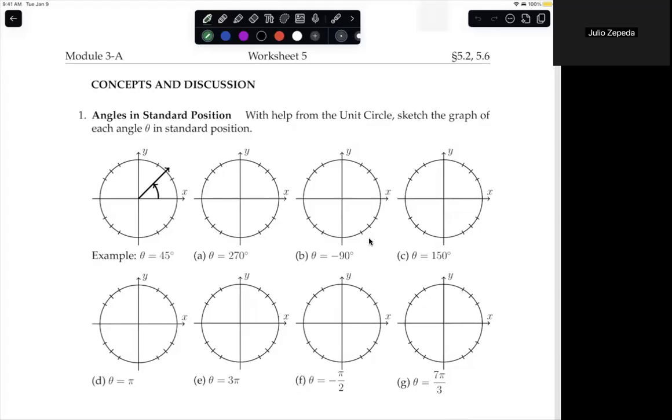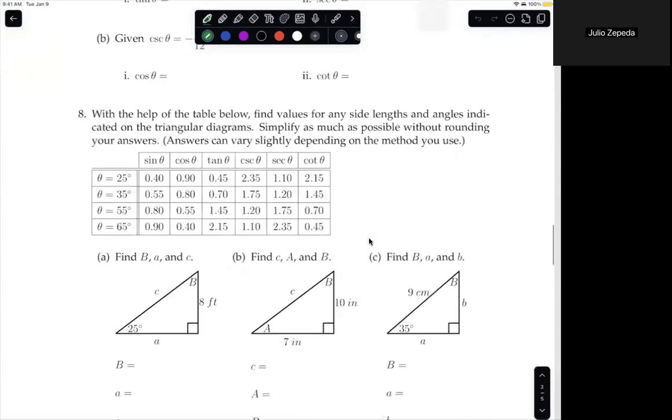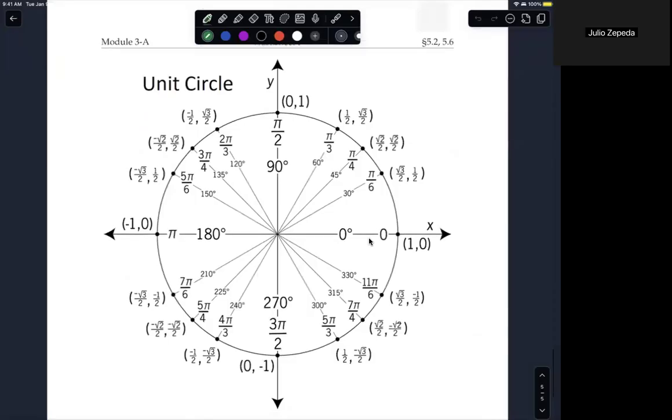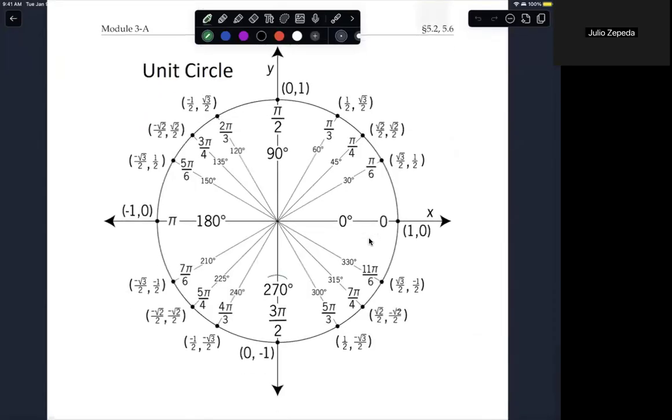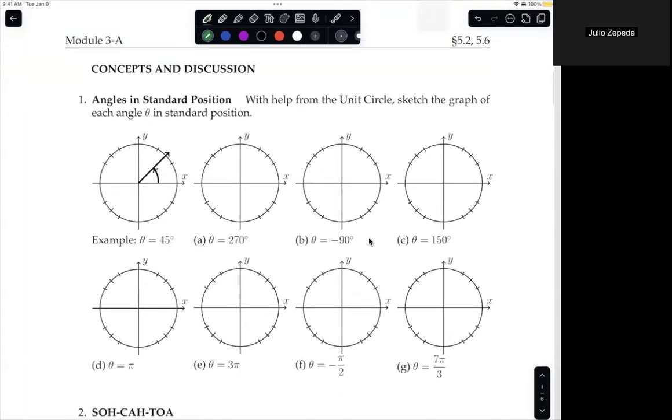Okay, so let's start with problem number 1, and we're just going to go problem by problem, and I'll create a separate video for each problem. So problem number 1 asks us to draw the angle in standard position. It says, with the help of the unit circle, sketch the graph of each angle in standard position. The unit circle is going to be provided, and it's on the last page of this worksheet, so you can use that. Notice that 270 degrees is on the unit circle. So if we go back here, we can graph 270 degrees.